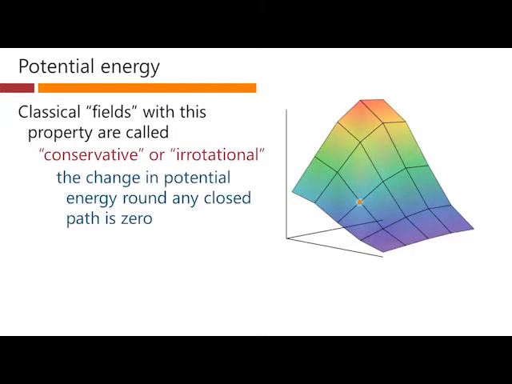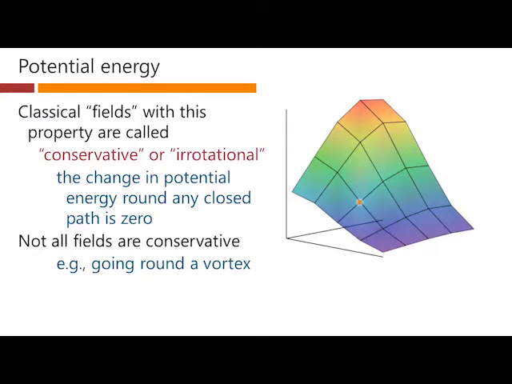And in that case, the change in potential energy going round any closed path, as we just did when we went up the hill and back down again, is 0. Not all fields are like this. For example, if we had a vortex-like field, then that would not be true.